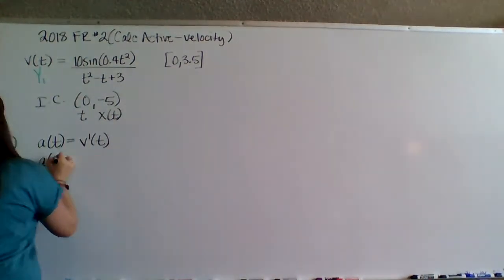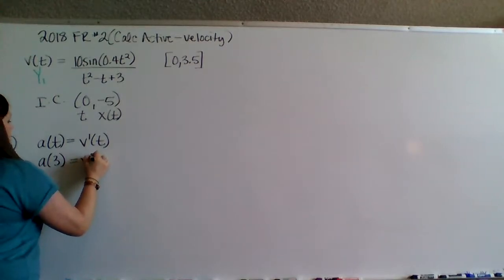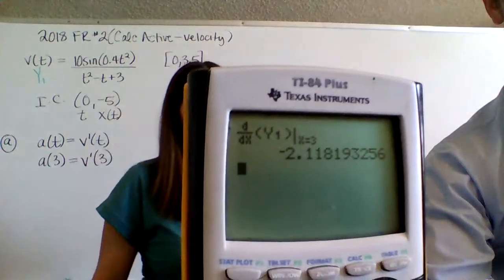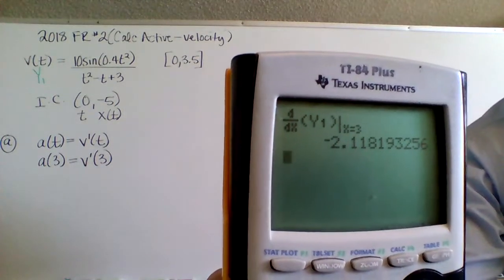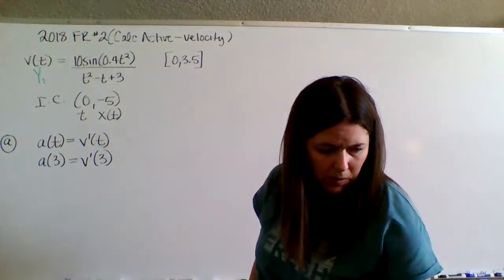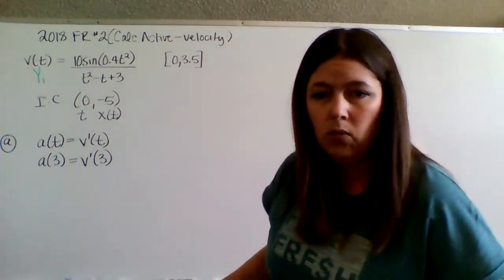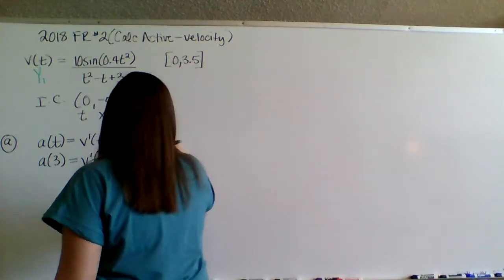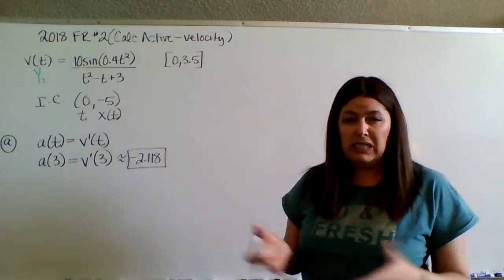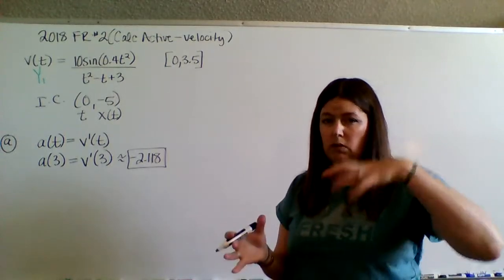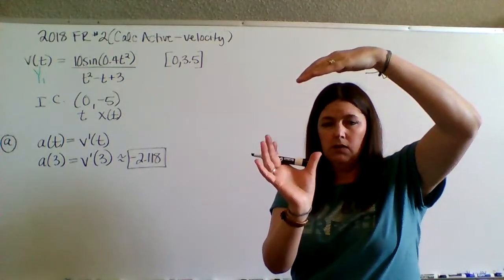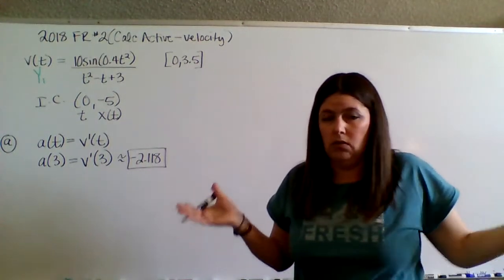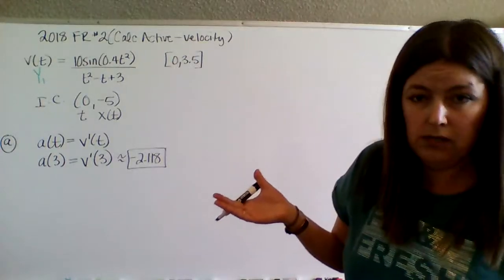So A of 3, the acceleration at time 3, would equal v prime of 3, but aren't you just going to go to your home screen and do math 8, evaluate at 3 at the rule that you just stored in y1? So you should get approximately -2.118. And because we don't have any units, there's nothing else to say. If we did have units, right, velocity would be some linear measurement with respect to time. So would an acceleration be some linear measurement with respect to time squared? We just don't have any units, so we're just not going to say anything. They didn't ask it for us either.